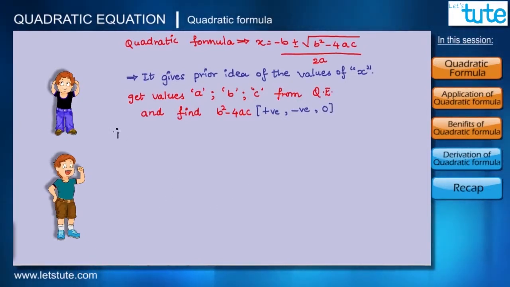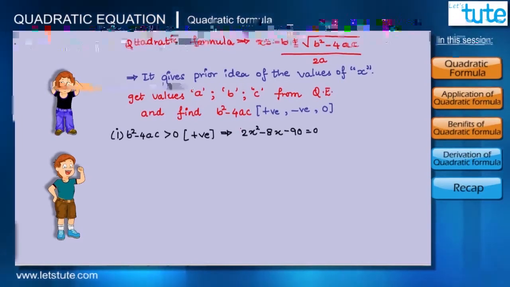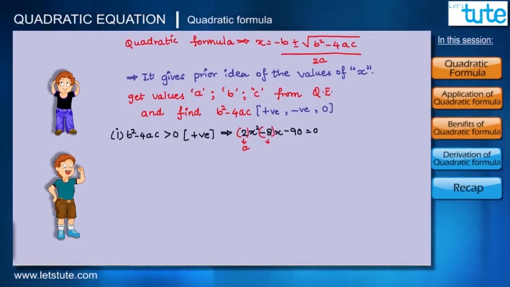So let's start with positive. If b square minus 4ac is positive, then we can say it is greater than 0. Then what happens? Let's take an example and see. Let's take the same quadratic equation which we have solved, 2x square minus 8x minus 90 equal to 0. So a is 2, b is minus 8 and c is minus 90. So on finding the value of b square minus 4ac, we will get 784, which is greater than 0. That means it is positive.